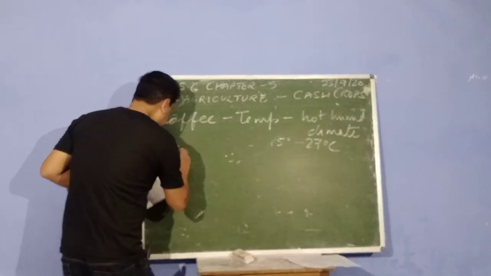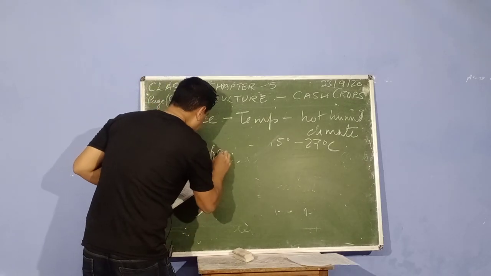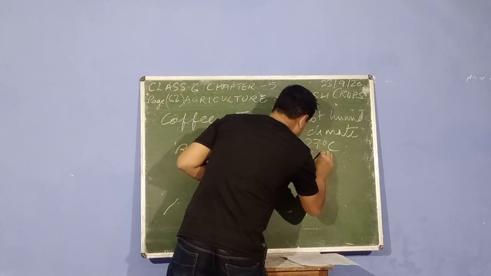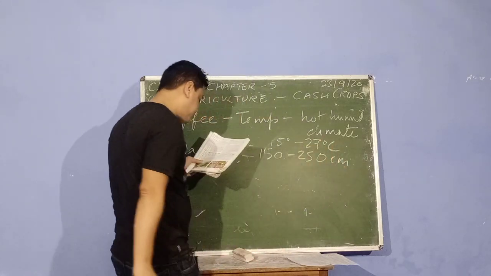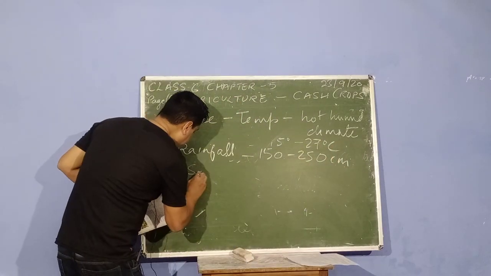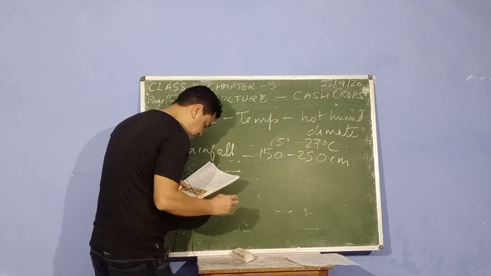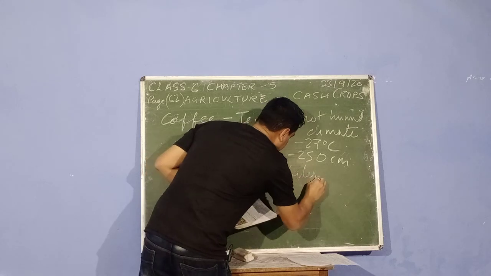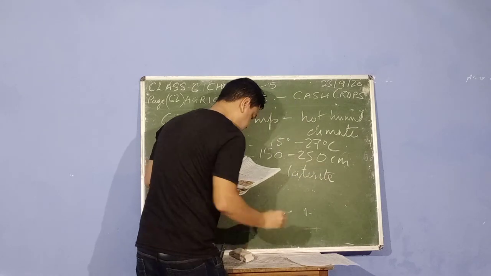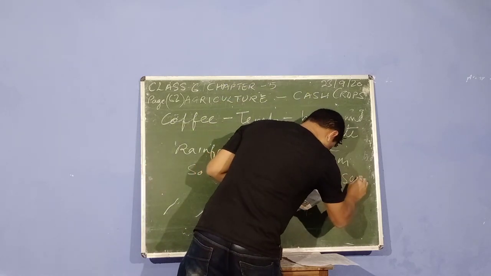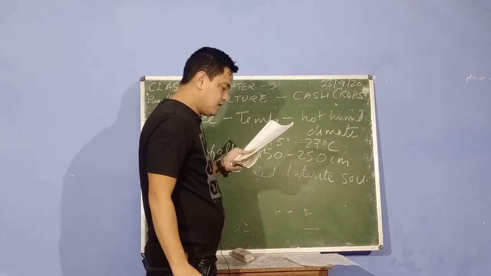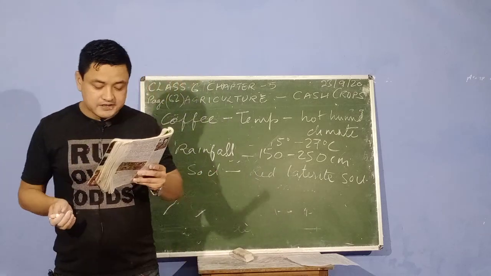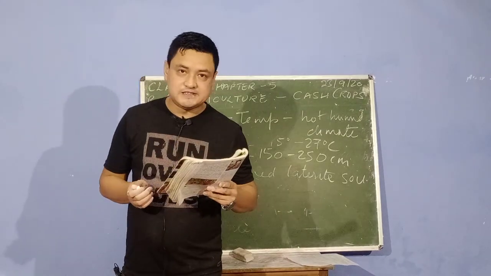What kind of rainfall is needed? 150 centimeters to 250 centimeters of rainfall is needed for growing coffee. And the soil is red laterite soil, or we can say red sandstone soil, or it is rich in iron, clay, silt, etc.